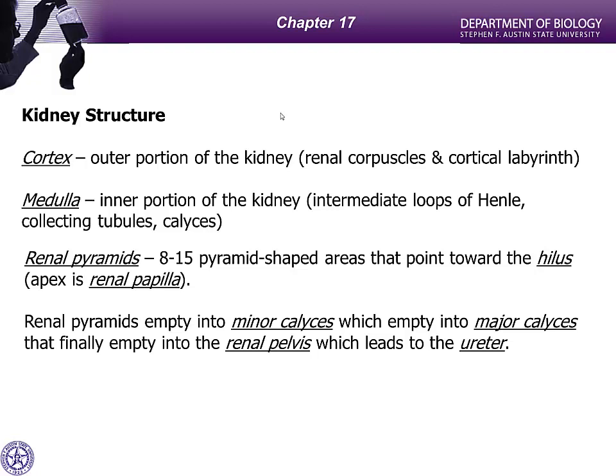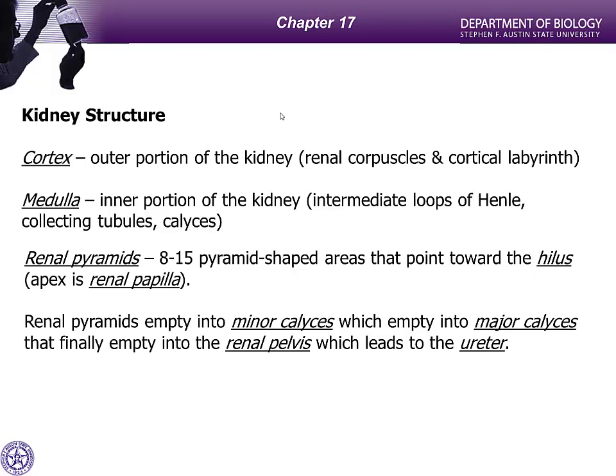Now, as we get into looking at the tubular portion of the kidneys, we're going to see that in the cortex, we have our renal corpuscles and much of what we refer to as our cortical labyrinth, the labyrinth being a maze. Once we get into the deeper portions, we're going to have structures that are called the intermediate loops or the loops of Henle. We're going to have collecting tubules, and then we're going to have these funnels that begin to funnel all of this filtrate, and as we produce urine, all of the urine into fewer and fewer passageways, and these are called calyces.